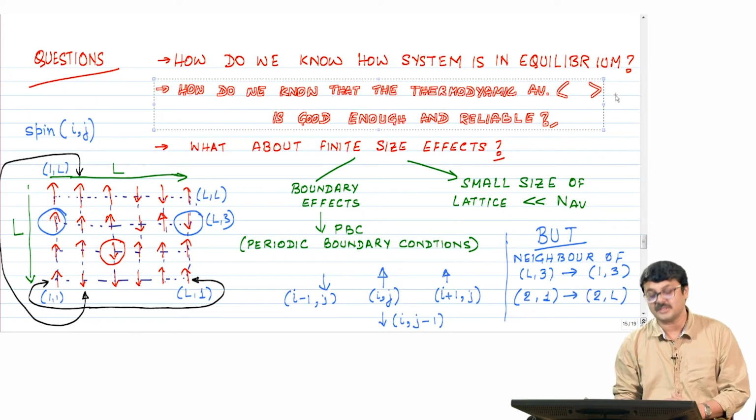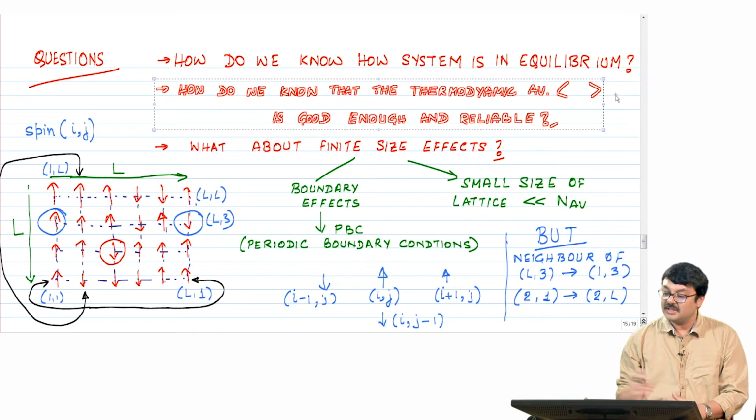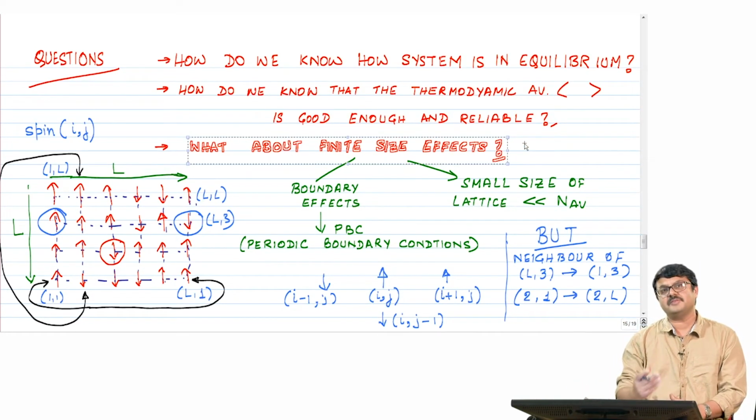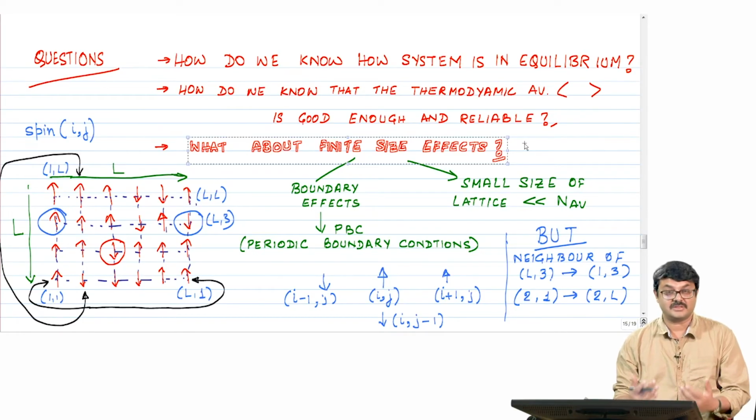So, have you done a good thermodynamic averaging or not? Third question, what about finite size effects? After all, we will be calculating or doing our simulations over a finite lattice. It might be 20 cross 20 or 100 cross 100 or 1000 cross 1000.